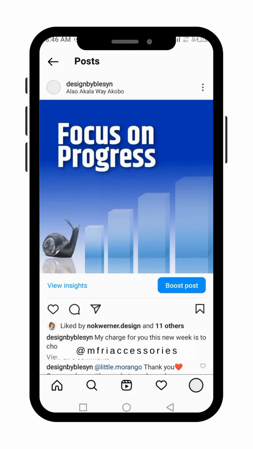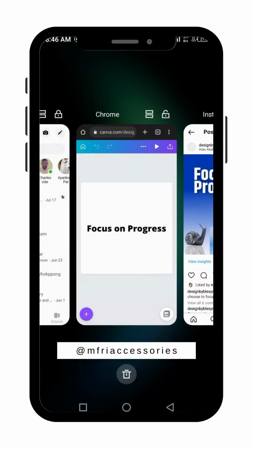Yes, so this is focus on progress, and this is the snail I talked about, of how I couldn't get a picture of a mountain, but I could get something that looks like something is progressing. So that is how I was able to come up with this simple design that can pass the information of the concept that I had in mind.